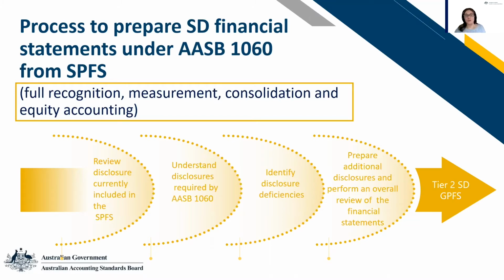So the next thing you will have to do, once you've identified the differences between what we've actually got and what we should have, is prepare the extra disclosures. Numbers don't change, remember, we are just preparing some extra disclosures.